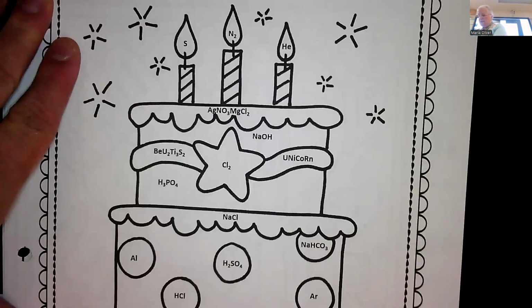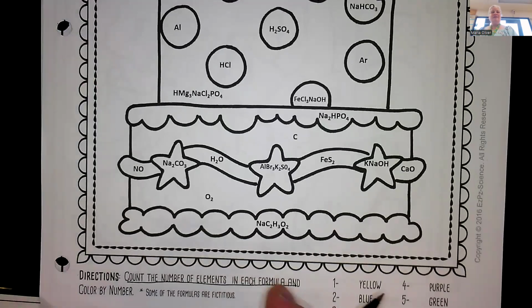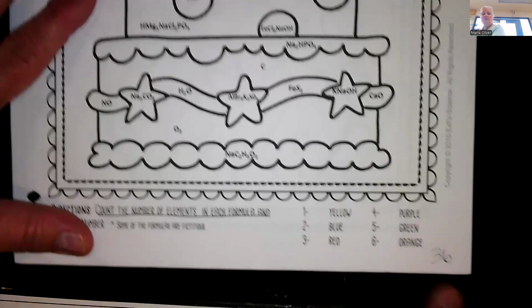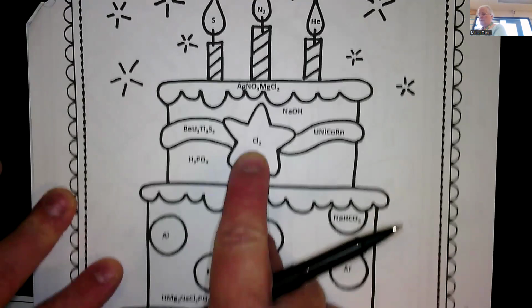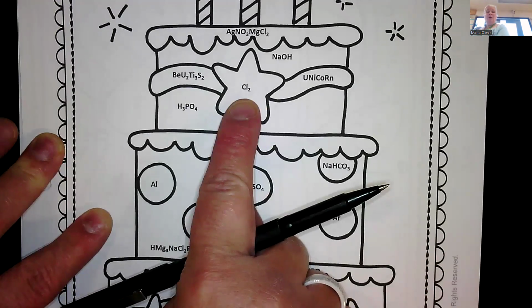In addition, you're going to do the cake coloring. The cake coloring is asking you to count the number of elements in each chemical formula. It did not say count the subscripts. It says count how many elements and color them accordingly. So if I look at this star, there are 2 of them. No, there is not 2 of them. Pardon me. There is only 1 element. That means I'm going to color it yellow.